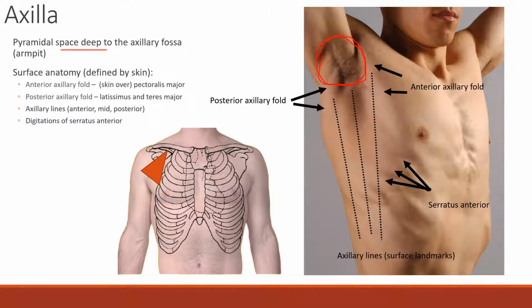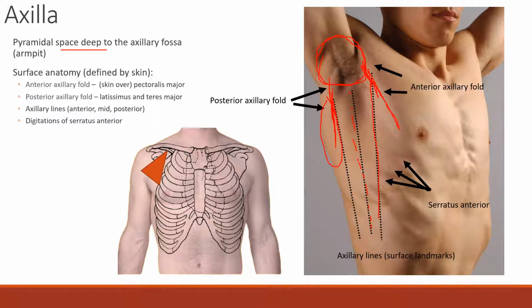We can define the boundaries of the axilla on surface anatomy here with these folds. There's an anterior axillary fold, which lines up with the pectoralis major muscle. There's a posterior axillary fold, which lines up with the latissimus dorsi muscle. Between those, the midline of the axilla here is the mid-axillary line. That basically defines the most lateral part of the body. Once you cross that line, you'll be either on the anterior or posterior sides.